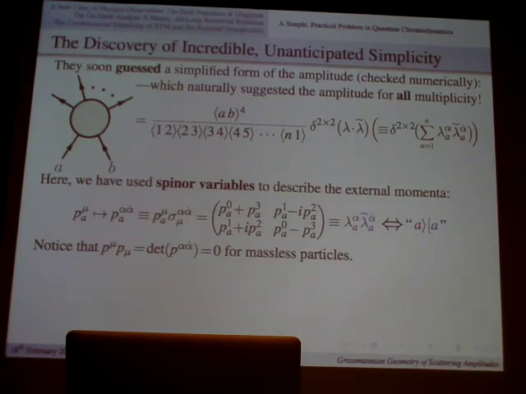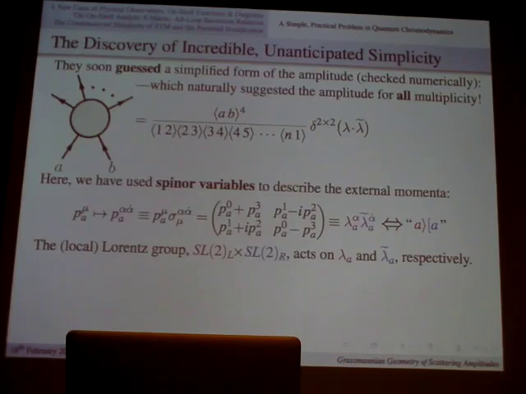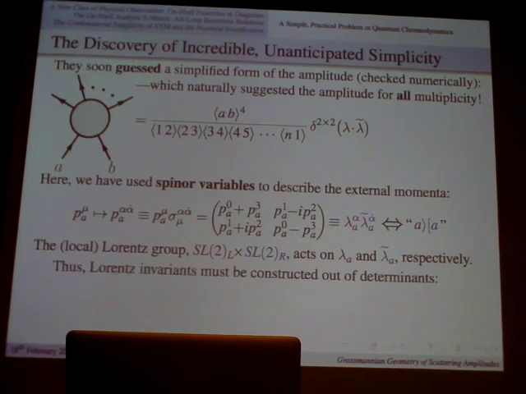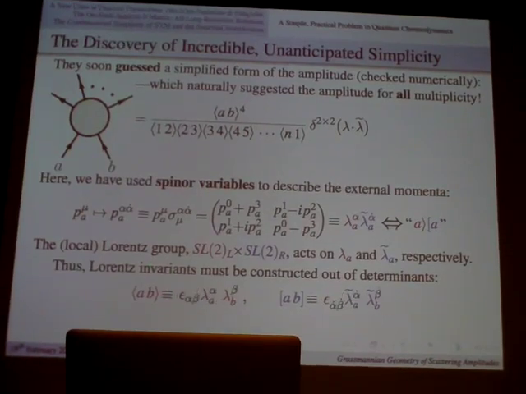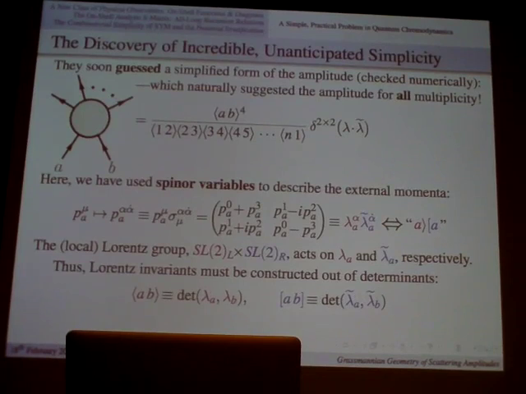Okay. One of the reasons for really liking these variables is that they behave very nicely under Lorentz transformations. So the local Lorentz group is SL2 left times SL2 right, under which lambda and lambda tilde transform in the fundamental representation respectively. And that means that Lorentz transformations have to be SL2 invariants, which are determinants. So the only Lorentz invariants you can construct are just determinants built out of these lambdas or lambda tildes, hence this notation. If you really like indices and epsilon tensors, the determinant, of course, is just that, but come on, it's just a determinant. And so these are the Lorentz invariants, and out of this you can construct all of your other favorite Lorentz invariants.